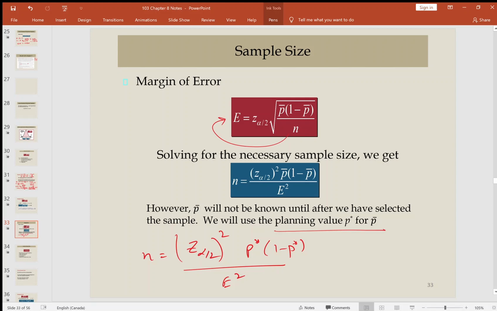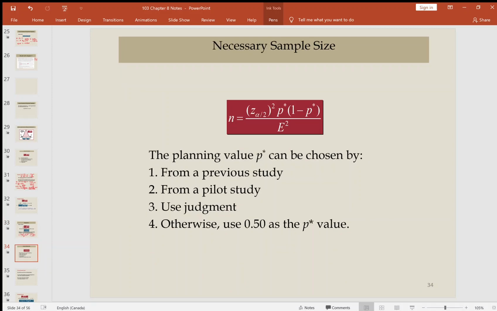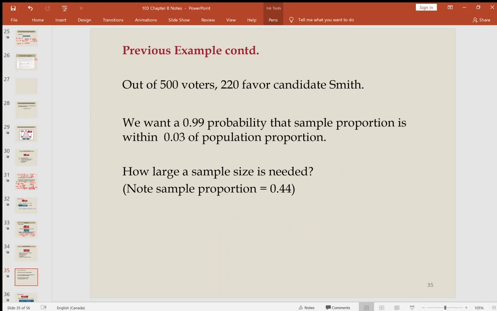Okay, now if we do not know p star, what we should do is we just take it as 0.50 or 50%. Kind of sounds reasonable. We are saying that 50% of the people is the proportion that favors or is our sample proportion to start with, right? So if the planning value p star is not given to us or is not available, then we can find it from a previous study or a pilot study, or just use it as 0.50. Okay, so let's do a question.